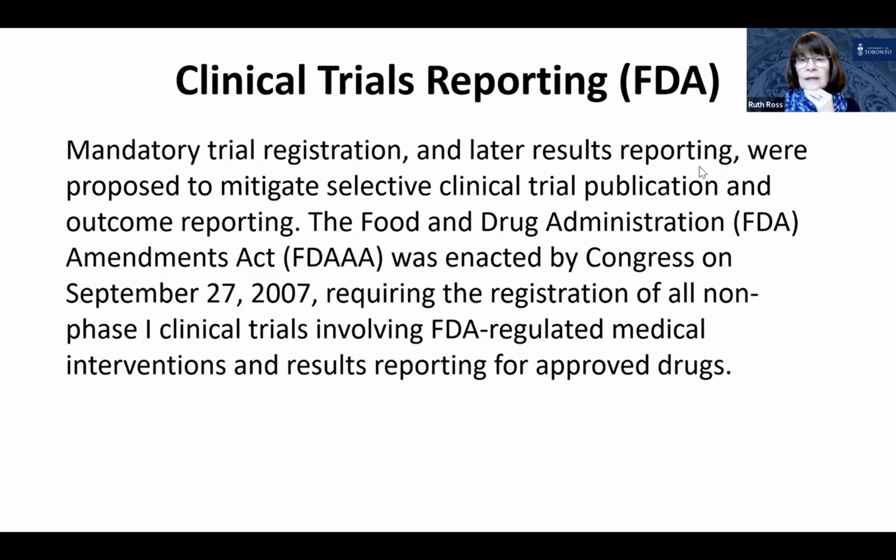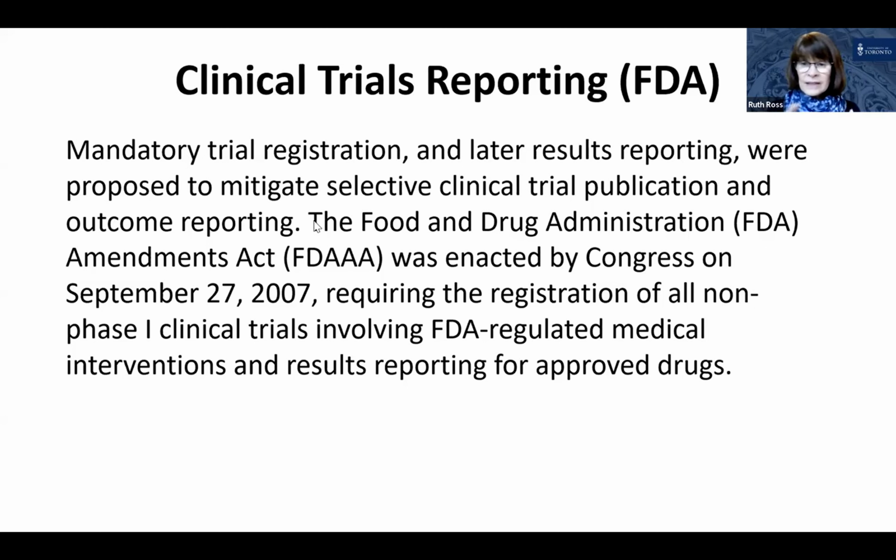And the FDA in the US has made this mandatory. Trial registration, and later results reporting, were proposed to mitigate this selective clinical trial reporting. The FDAAA was enacted by the Congress in 2007, requiring registration of all non-phase 1 clinical trials involving FDA-regulated interventions, and reporting on that as well.